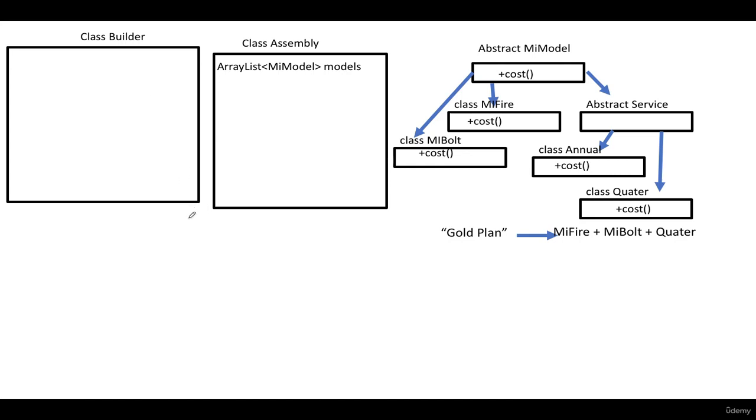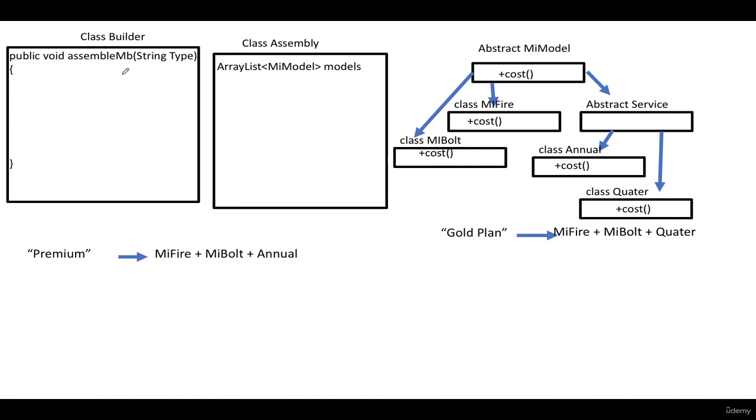So let's say the user asks for the premium purchase plan, then we need to provide these three instances, that is MI Fire, MI Bolt and annual servicing. So we call this method. The client is going to call this method, which is assembleMB, and here we are passing the type, that is premium in this case, and this method is part of this particular class, which is Builder.